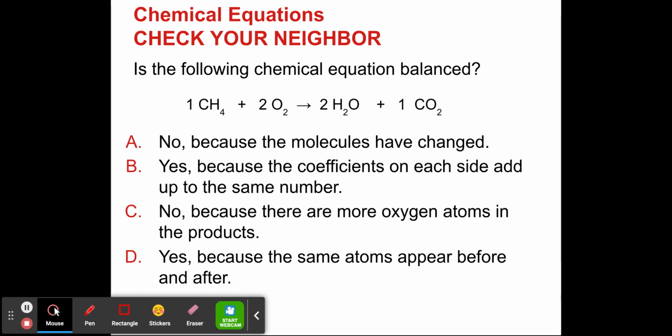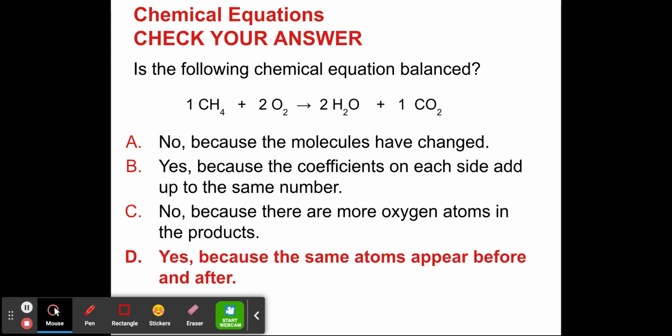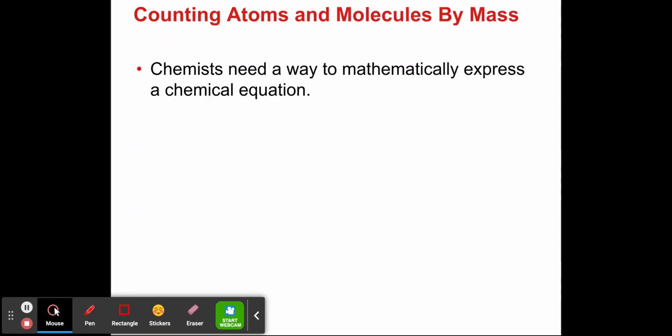So is the following chemical reaction balanced? The answer is yes, because the same atoms appear before and after. You can check. There's one carbon on the left, and one carbon on the right. Oxygen, how many? 2 times 2, 4. Now you count on the right: 2 times 1, 2, plus 1 times 2, that's 4 oxygen. If you check hydrogen, there are 4 hydrogen: 2 times 2 here gives me 4, and you have 4 here also. So the reaction is said to be balanced.